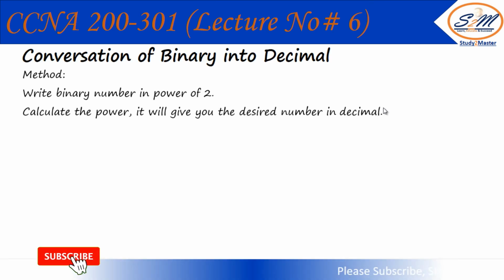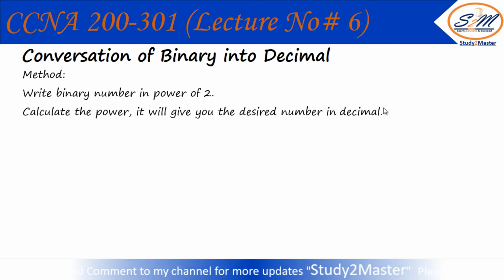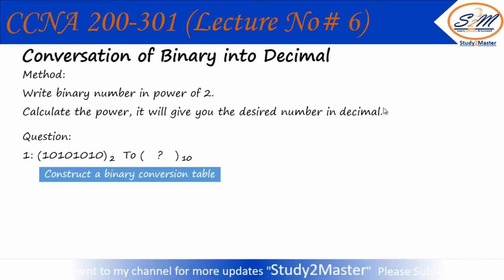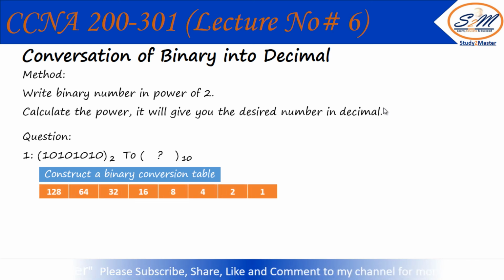Conversion of binary into decimal. Method: write the binary number in powers of 2. Calculate the powers. It will give you the desired number in decimal. Question: we have a binary number 10101010 with base 2. Now convert it to a decimal number with base 10.